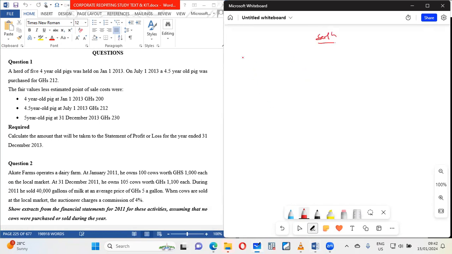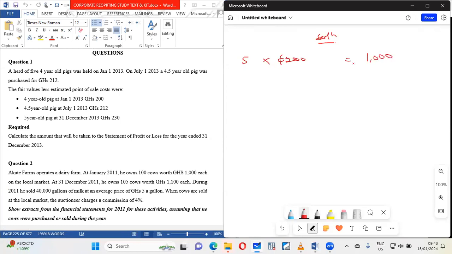So we have 5 four-year-old animals. The number is 5, and they are held at January 1, 2013. But in July, a 4.5-year-old was bought at 212. And we've been given the fair value. So the fair value for those 5 four-year-olds as at that date is what? 200 cedis. So basically we have how much? 1,000. You are correct. All right.